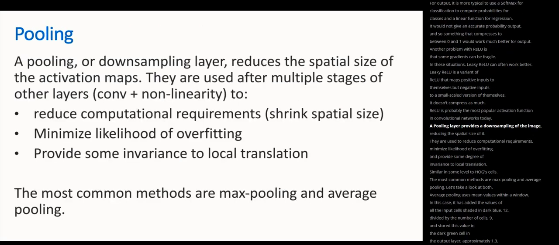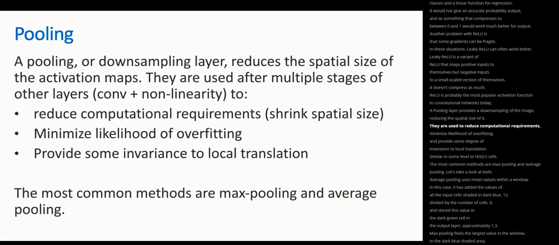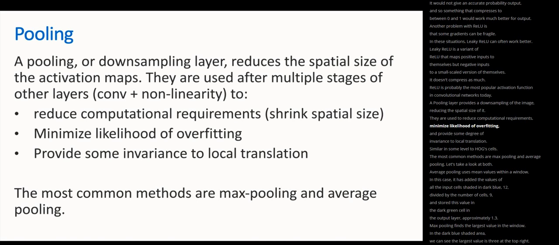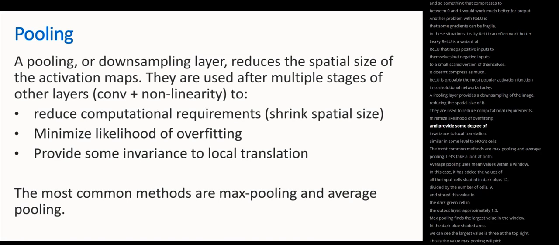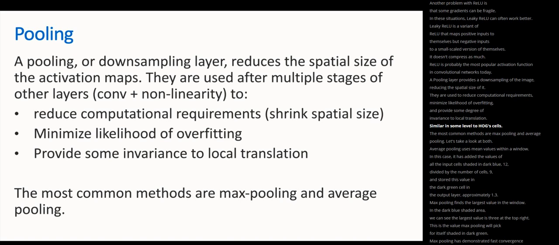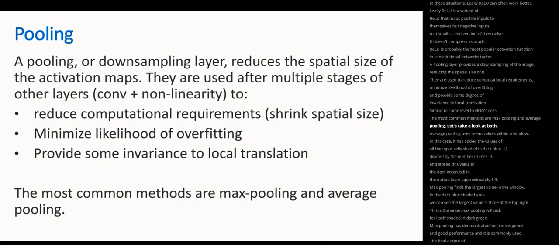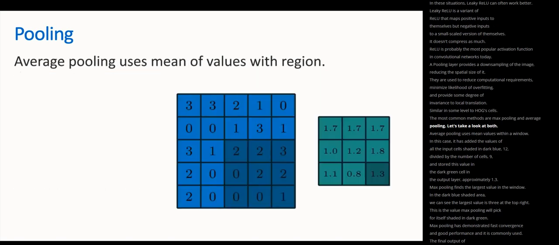A pooling layer provides a downsampling of the image, reducing the spatial size of it. They are used to reduce computational requirements, minimize likelihood of overfitting, and provide some degree of invariance to local translation, similar on some level to Hubel's cells. The most common methods are max pooling and average pooling. Let's take a look at both.